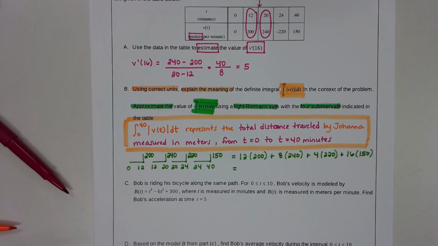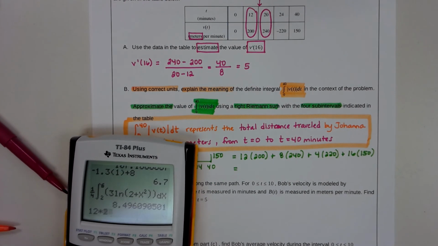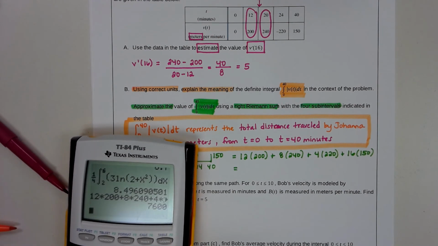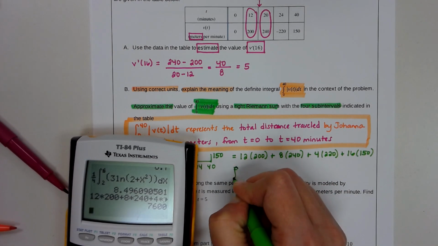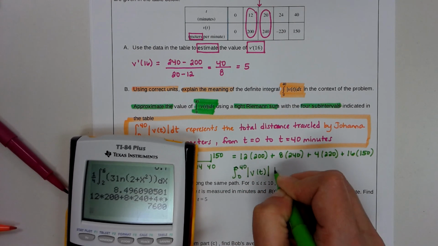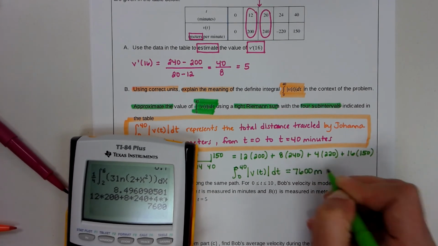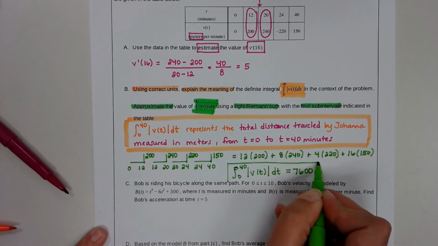Now I have a calculator to help me with this. Thank goodness, this is a calculator question. So I would say 12 times 200 plus 8 times 240 plus 4 times 220 plus 16 times 150. And that's going to give me 7,600 meters. So I'm going to say the integral from 0 to 40 of the absolute value of v of t dt equals 7,600 meters. And I'm going to put a box around that because that's the answer for the second part of the question.